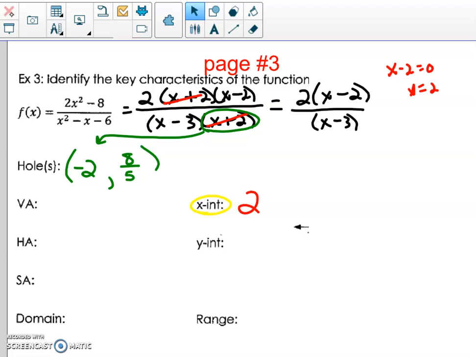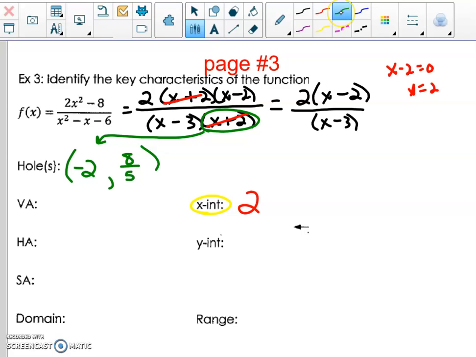Our y-intercept gets a little complicated here, but we can get it from the original problem, actually. So, let's use a different color. Our y-intercept comes from dividing our constants. So if we take negative 8 over negative 6, and we just reduce that, then you'll have 4/3 for your y-intercept.